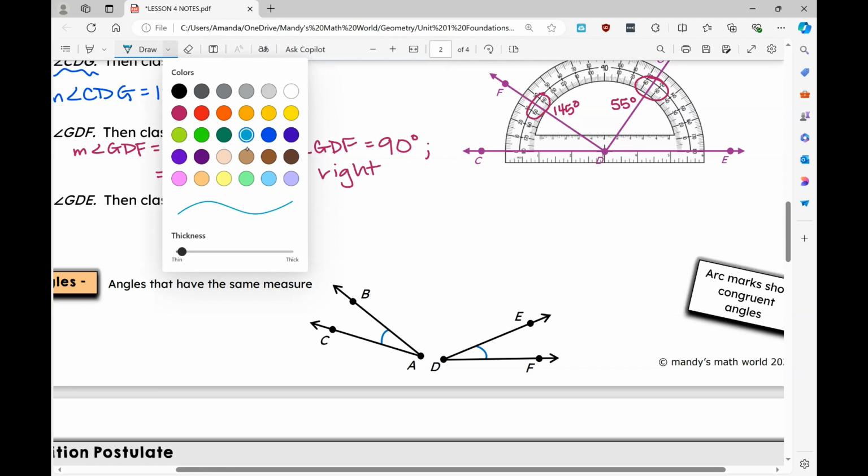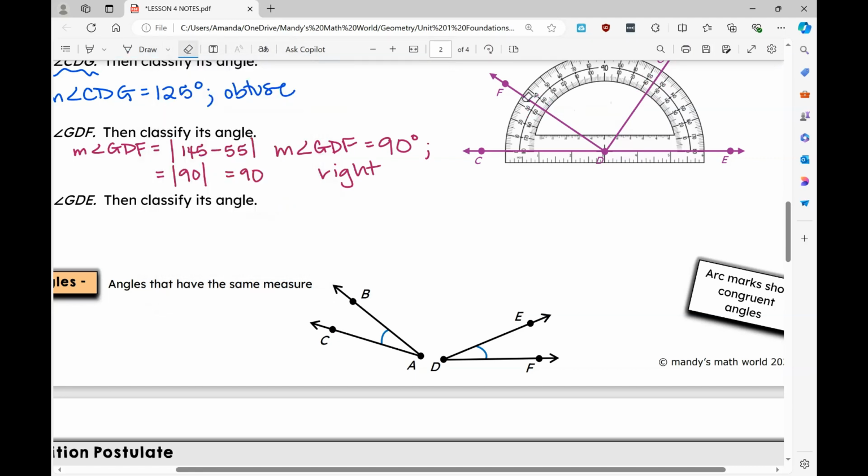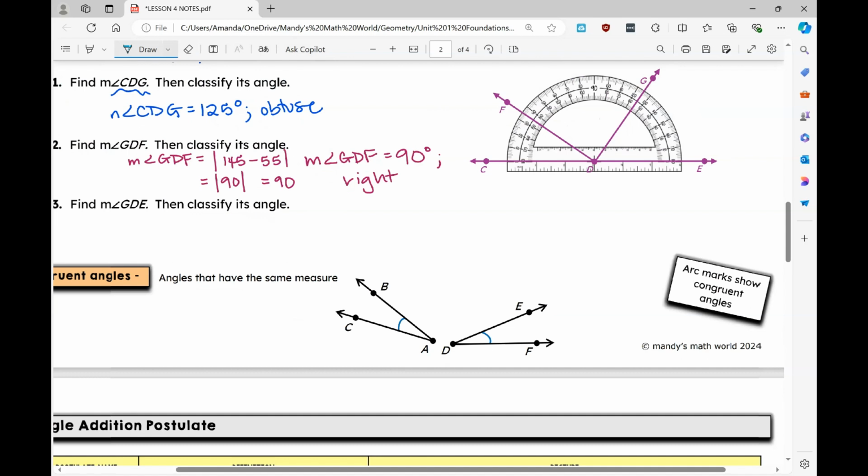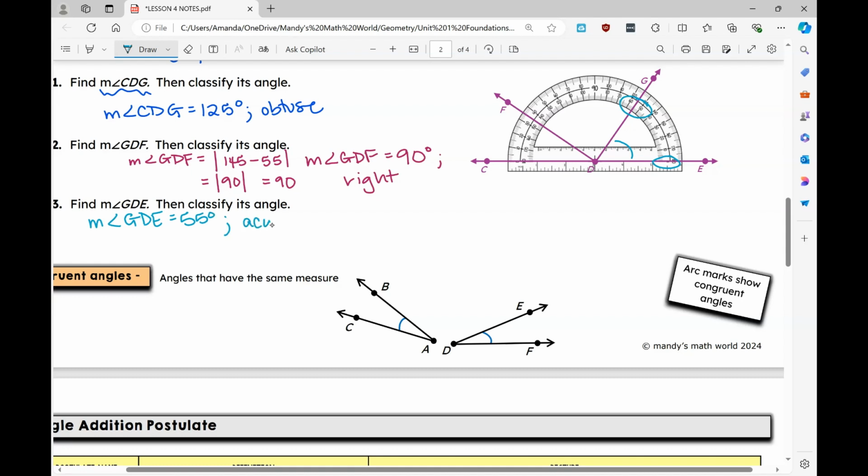In our next problem, we're going to find the measure of angle GDE. GDE is right here. Okay, it's this angle right here. Ray DE lies on that bottom line. 0 is an inside number. So this other ray, DG, lies between 50 and 60, right at 55 degrees. So the measure of angle GDE equals 55 degrees. It's less than 90, which makes it an acute angle. Let's look at our next section.